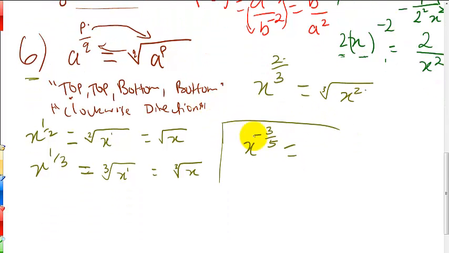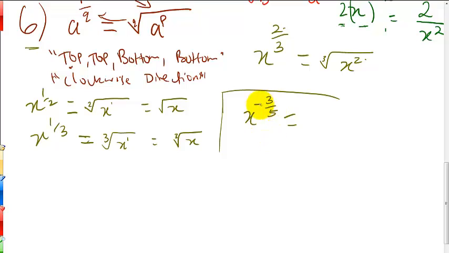Cool? So the first thing I'm going to do with this example is not do the fraction, it's do the negative first. So I'm going to change my negative into a fraction, so it's going to look like this: 1 over x to the power of 3/5. See, negative there, positive there, and the negative turns into a fraction. So exactly the same, except it's in the denominator this time as a positive. And then that fractional index turns into a surd, which is what all this was about.